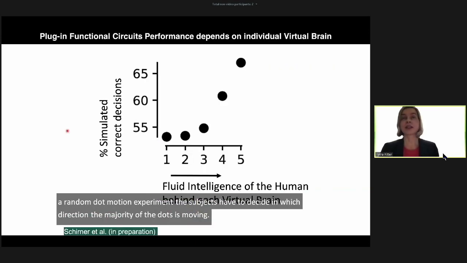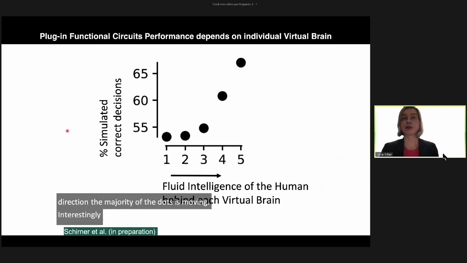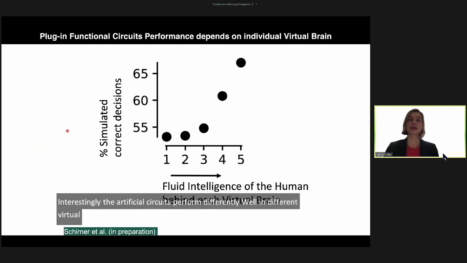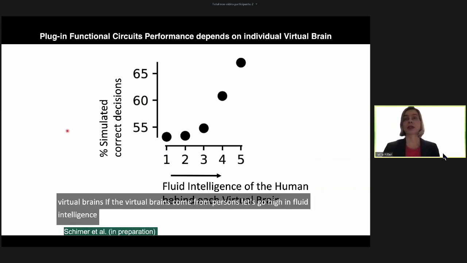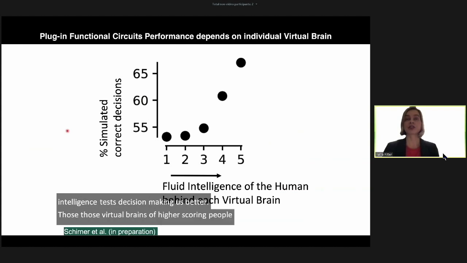Interestingly, the artificial circuits perform differently well in different virtual brains. If the virtual brains come from persons that score high in fluid intelligence tests, decision-making is better. Thus, those virtual brains of higher scoring people achieve more correct decisions.